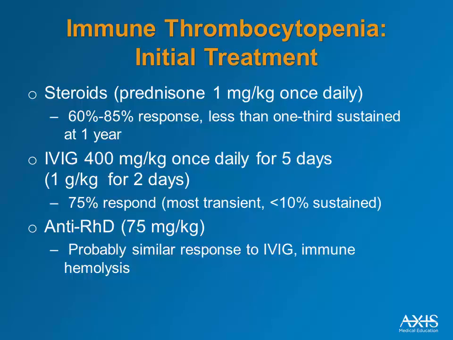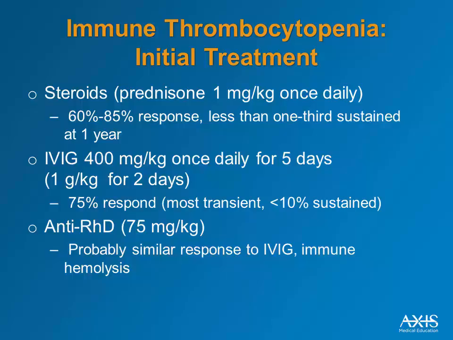Intravenous immunoglobulin, the initial treatment dosing being 400 milligrams per kilogram given over 5 days, has been changed to a more common dosing of 1 gram per kilogram over 2 days. The dosing should also consider such factors as the age of the patient and whether the patient has other cardiovascular risk factors. The usual response rate is about 70 to 75% of individuals, but only a small number of these patients obtain a sustained response.